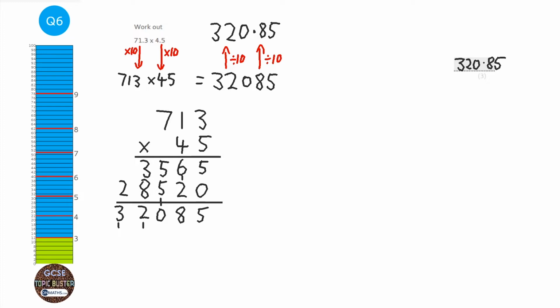And normally you can just check to see roughly whether that's right. So 71 is roughly 70, 4.5 is roughly 5. So 7 times 5 is 35, so 70 times 5 is 350. Well, 320.85 is not far off 350, so we know we've probably got it right.